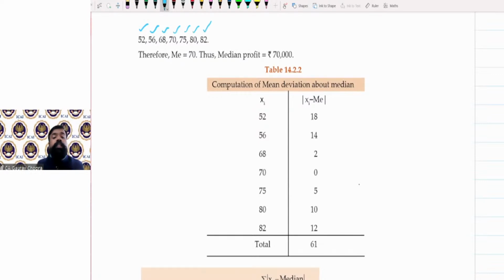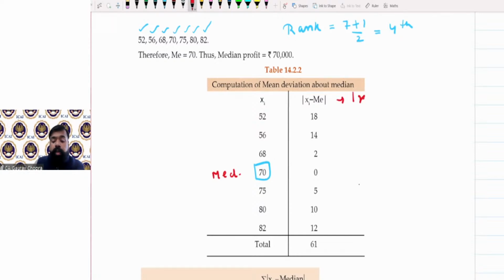So there are 7 numbers. For calculation of rank, rank will be 7 plus 1 by 2, that is fourth rank. So what is the value at fourth rank? At fourth rank, the value is 70. So therefore, 70 will become the median. Now, we have to take the deviation.